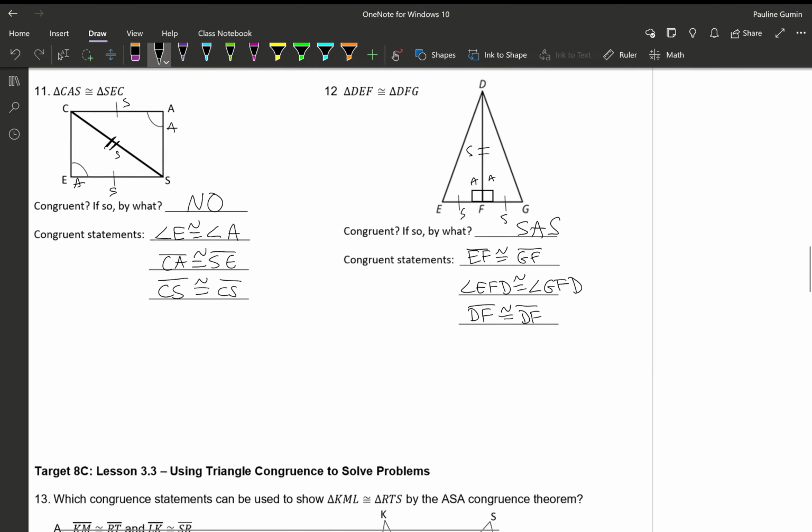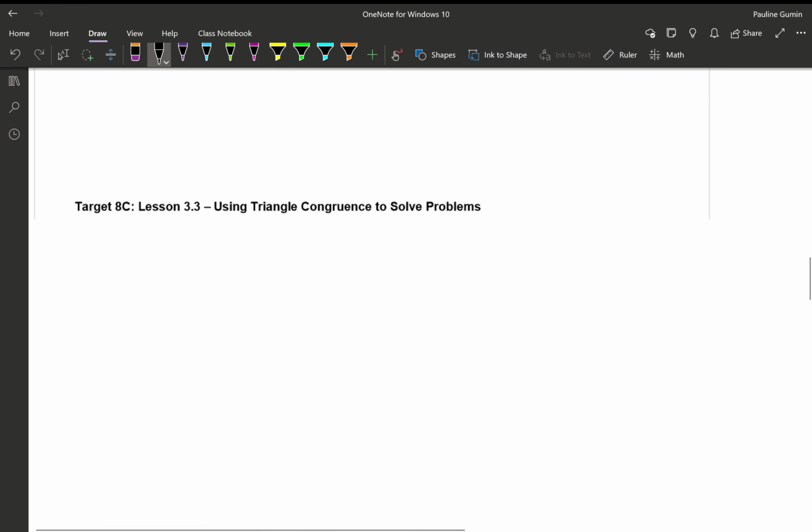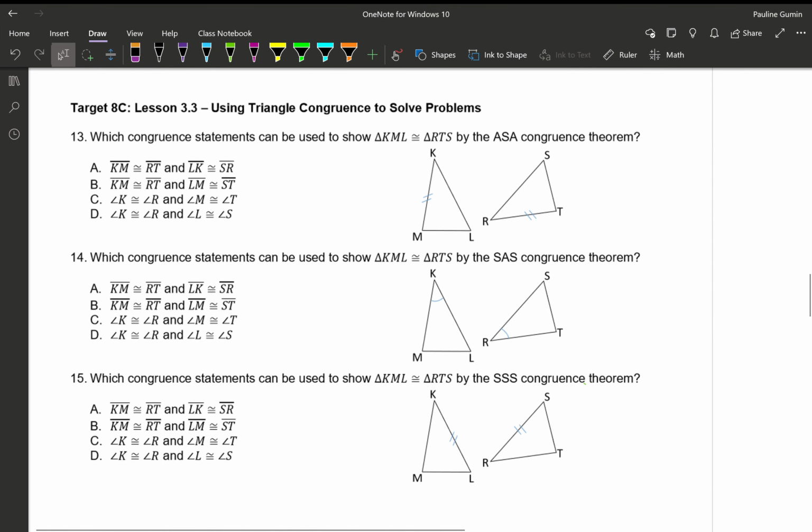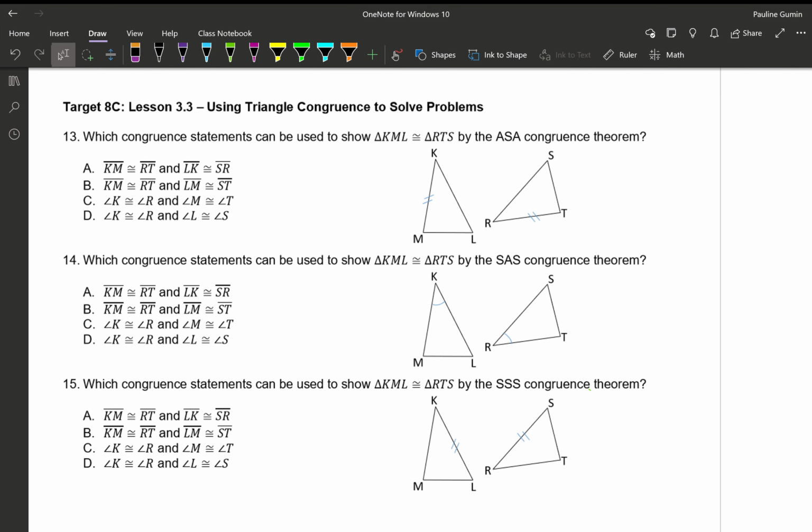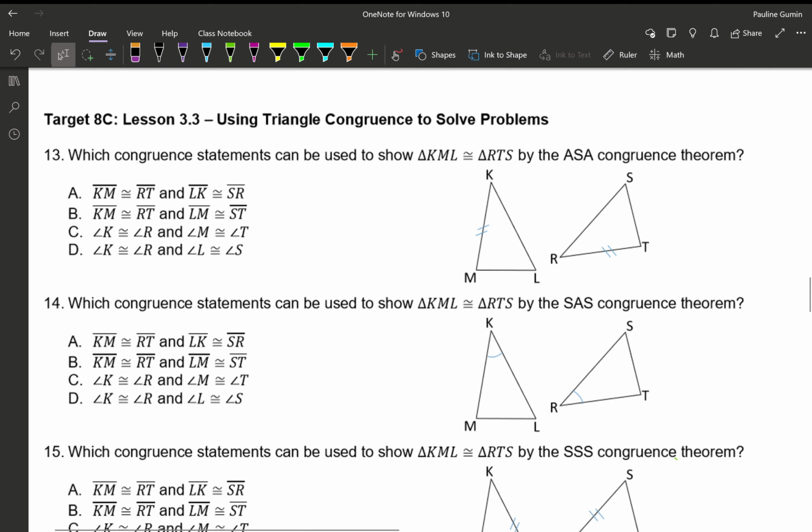Beautiful. All right, let's take a look at number 13, 14, and 15. In these, we're going to practice using a process of elimination to see what we need to make these triangles congruent. Okay, so number 13 asks us to make these 2 triangles congruent by angle, side, angle. And it seems like we already have our side. What are we missing? 2 angles. So I'm going to cross off option A and option B because I don't need them.